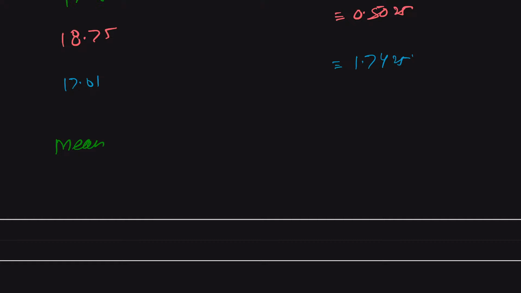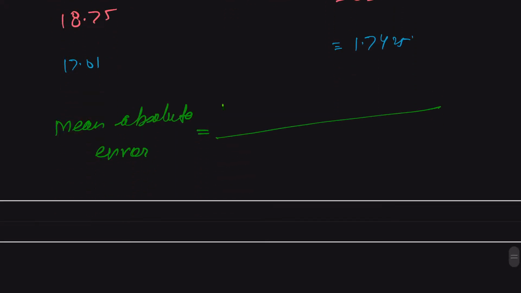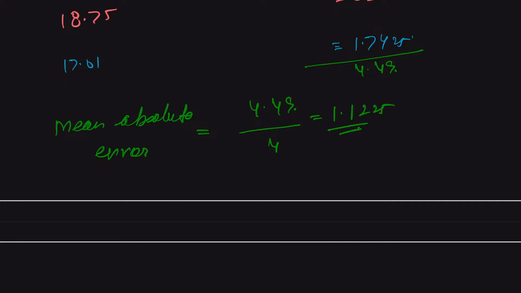Now we are going to find out the mean absolute error, which is the summation of all these deviations divided by the number of measurements. If you add them, this comes as 4.49. So this will be 4.49 divided by 4, which will be equal to 1.1225.